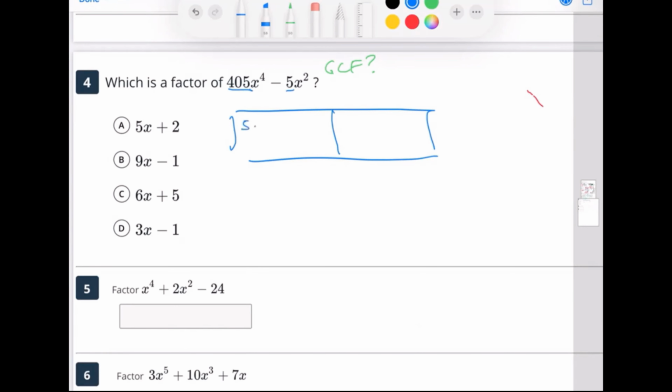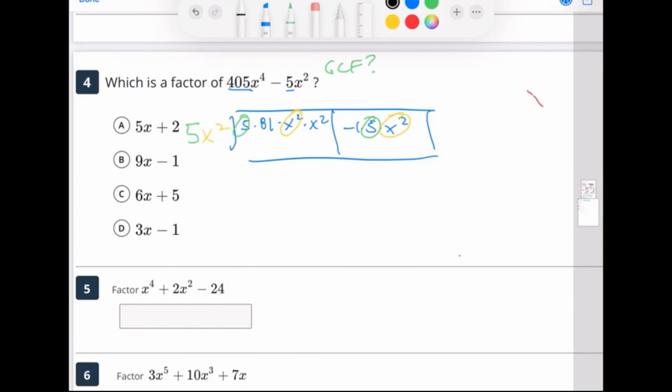5, and then how many times does 5 go into 40? That is 8. And how many times does 5 go into 5? Goes in once. And then negative 5x squared is negative 1 times 5 times x squared. I'm going to circle the things they have in common. So that is a 5, and they also have x squared.